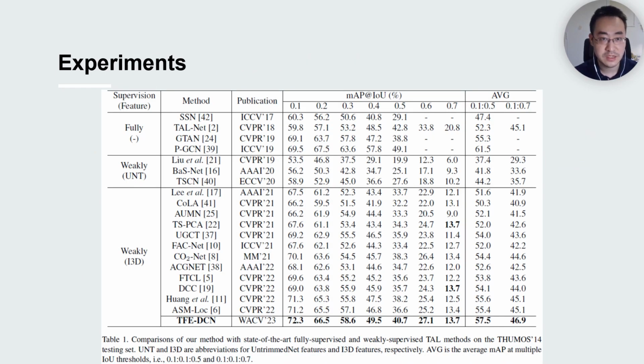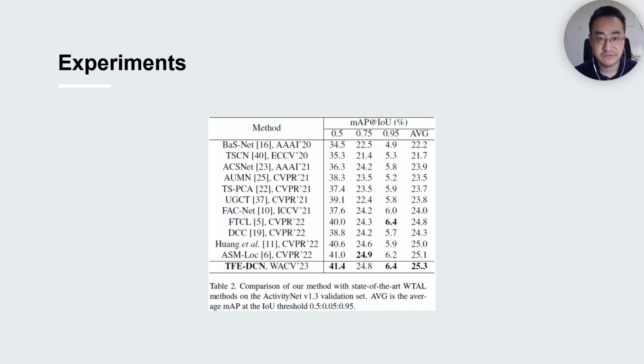We conduct experiments on two popular WTAL benchmarks, THUMOS'14 and ActivityNet 1.3. The evaluation metric is the mAP under different IoU thresholds. We observe that our method outperforms all previous WTAL methods on both datasets. The results demonstrate the outstanding performance of our method.